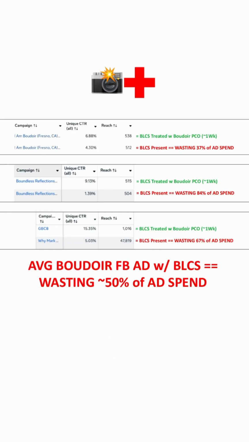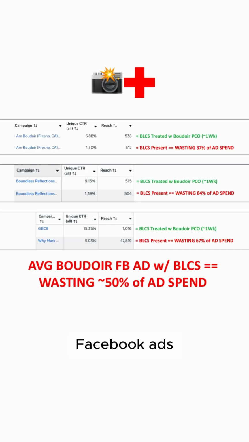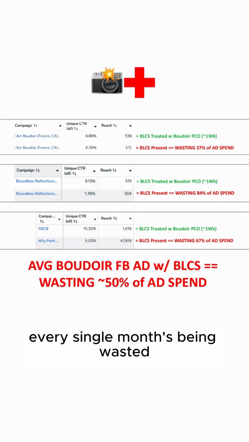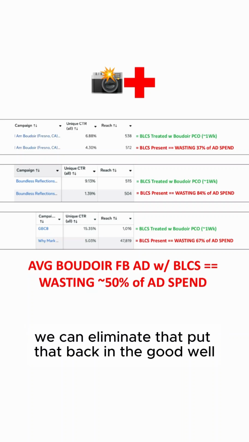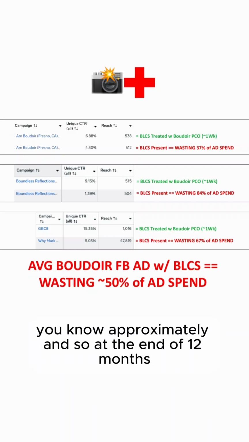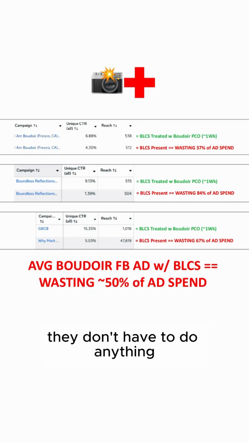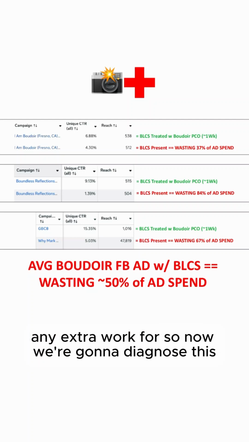So if they're spending more than $10,000 a month on Boudoir Facebook ads, then approximately $5,000 every single month is being wasted. We can eliminate that, put that back in the Boudoir photographer's pocket, literally every single month, approximately. And so at the end of 12 months, it's approximately $60,000 back in their pocket. They don't have to do any extra work for it.